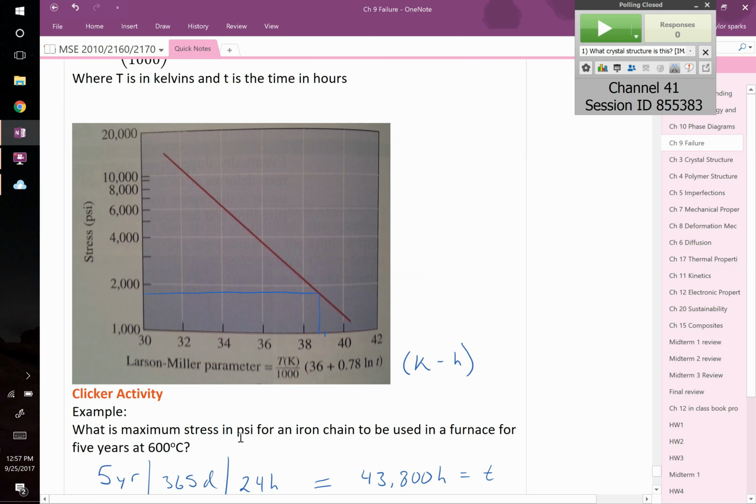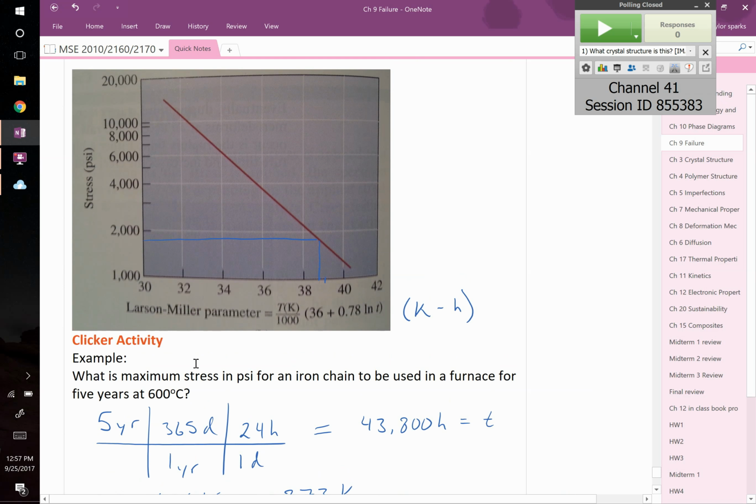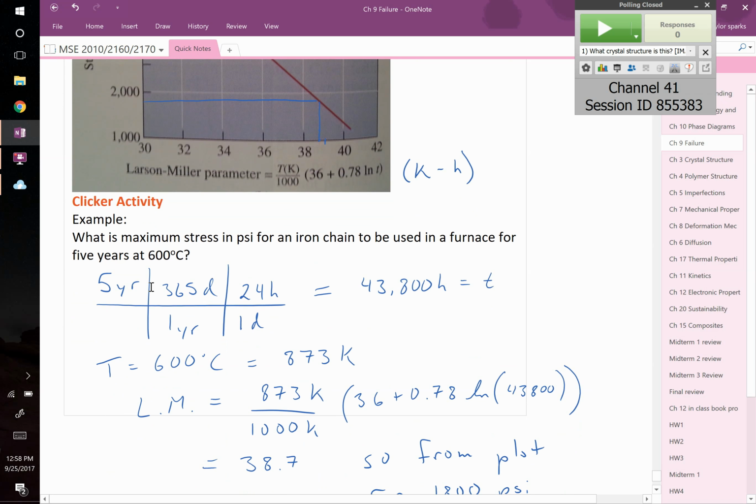So let's do an example of this. This figure shows you the stress versus Larsen-Miller parameter for some sort of iron alloy. The question is as follows: what is the maximum stress in PSI for this iron chain if it's going to be used in a furnace for 5 years at 600 Celsius? I've already worked it out for the sake of time today. First, you figure out how many hours are in 5 years. You convert that to hours, and now you've got your time.